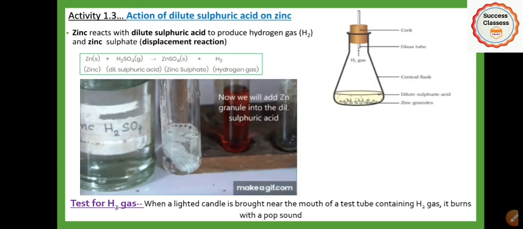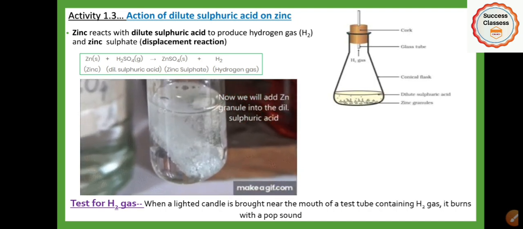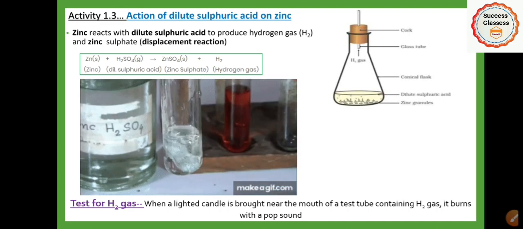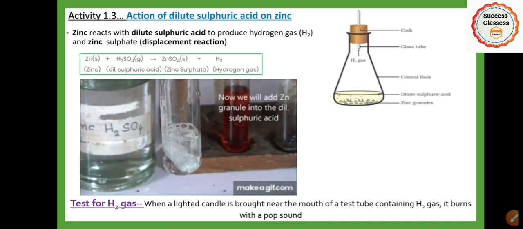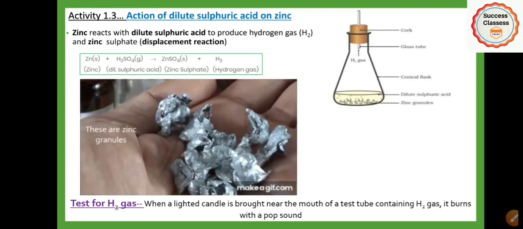In the video you can see that we have taken sulfuric acid, and in the sulfuric acid we have put a few zinc granules, and we can see the bubbles clearly here. So these bubbles show that gas is evolved.